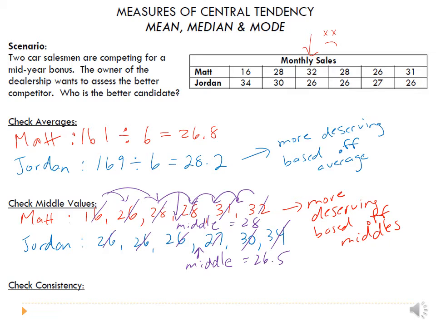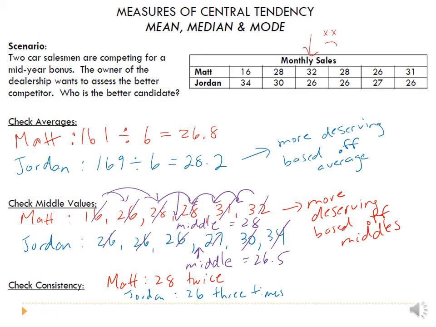Consistency. Consistency generally just means how often you can recreate something. So what happens the most often? If we look at Matt, the number that happens most often is 28, and that happens twice. If we look at Jordan, he actually has 26, and that happens 3 times. So based off of consistency, it looks like Jordan is more consistent. You know what you're getting with him. You're getting 26 3 times, whereas Matt's kind of all over the place.